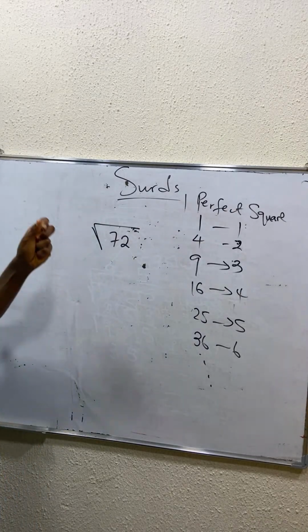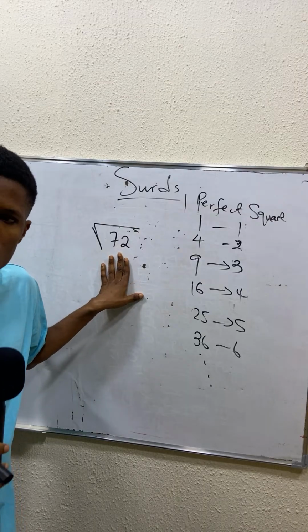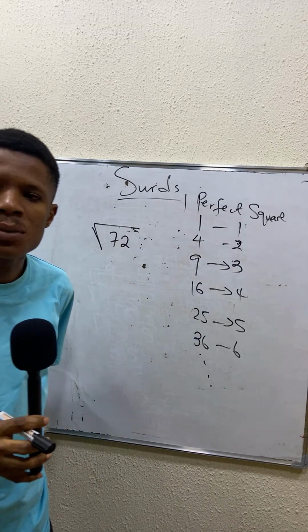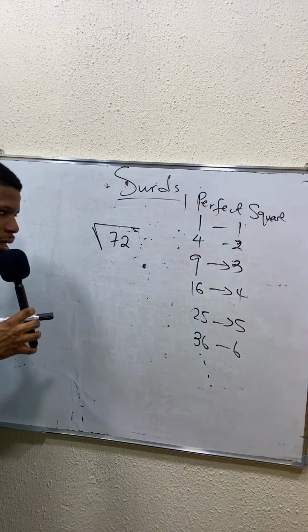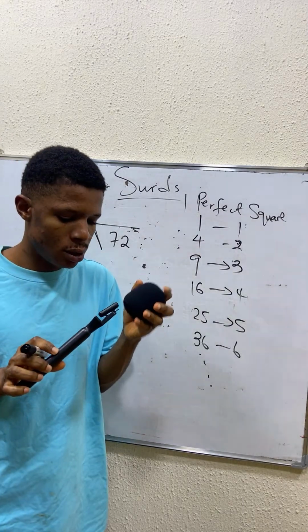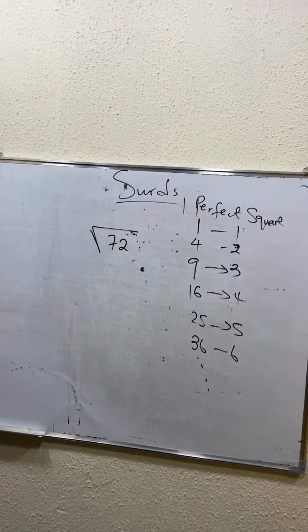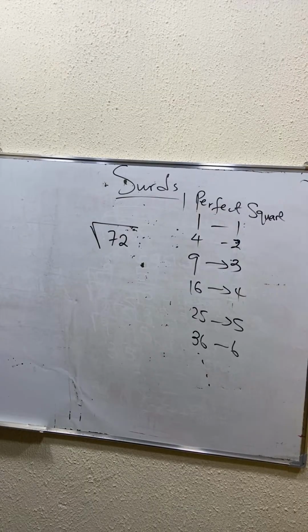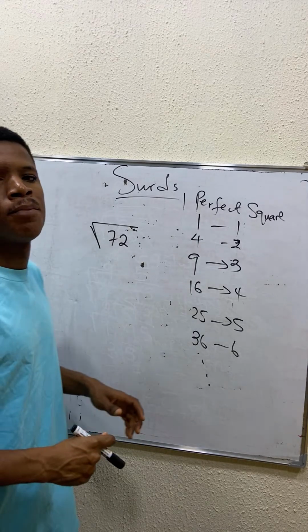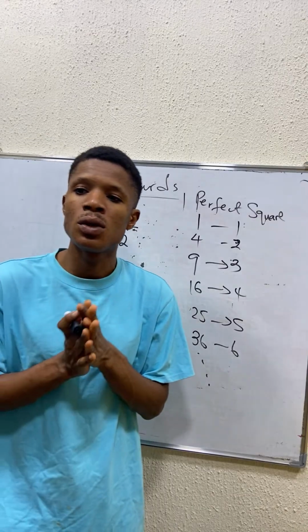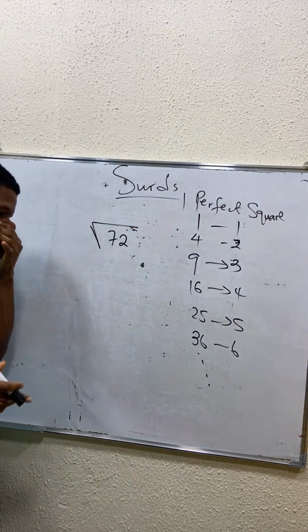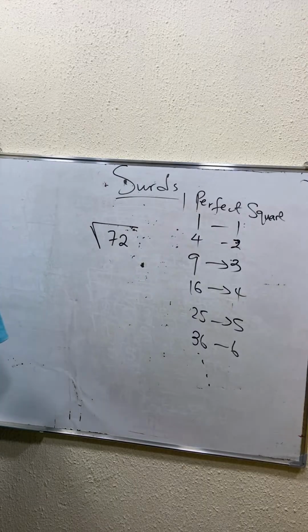So in square root of 72, we are going to think of two numbers, but the rule is that one of them will be a perfect square, the other will not be a perfect square. Okay? So if you look at 72, what are the two numbers that multiply to get 72?